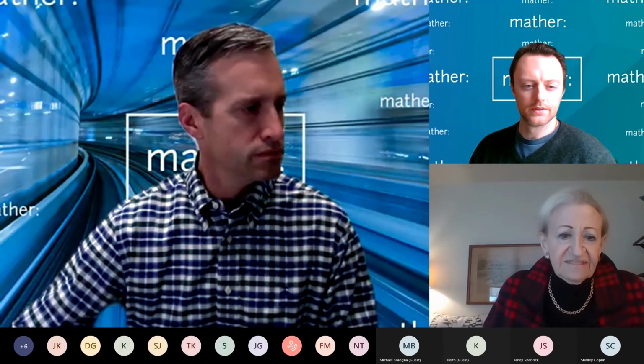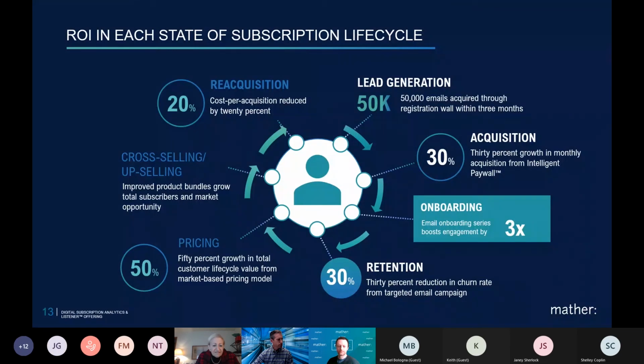Okay, can you see the same screen, hopefully?